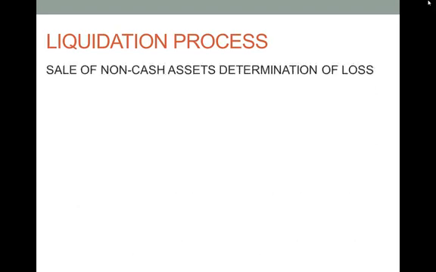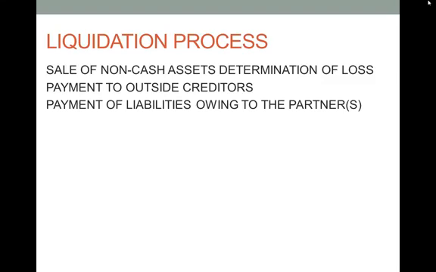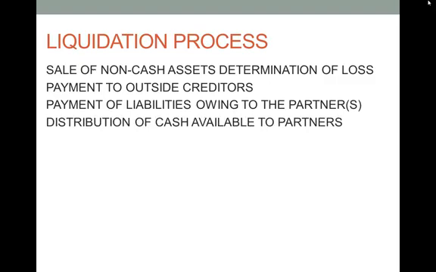First, let's determine the loss on realization, or the loss under the sale of non-cash assets. Determination of loss on realization. Next, payment to outside creditors. That's the second step. The third step is payment of liabilities owing to the partner or partners if maraming partners. Usually, payment of liabilities owing to the partners is also known as settlement of loan or offsetting. So, the last step in lump sum liquidation process is distribution of cash available to partners. Kumbaga, once na na-settle mo na lahat from 1 to 3, yan na yung pinaka-final mo under lump sum liquidation process.